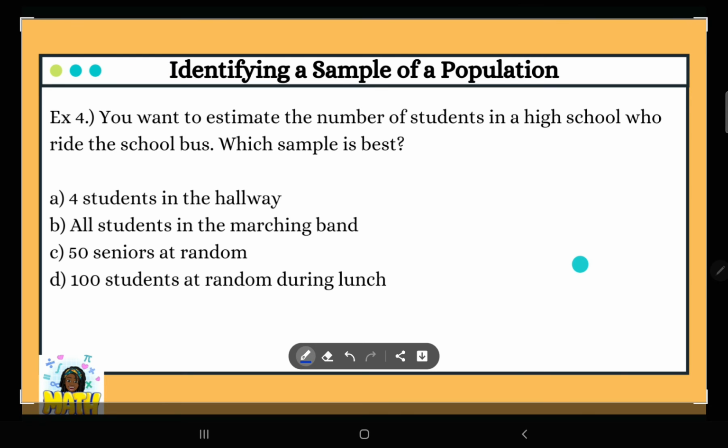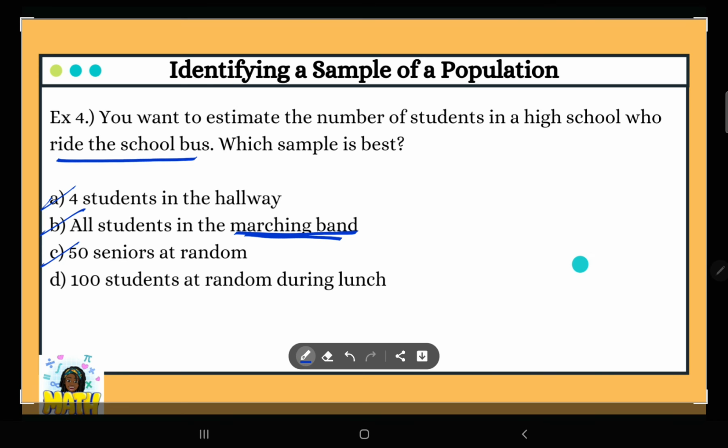Choice A is too small of a sample, right? Because if we're thinking of all the students who ride the school bus, 4 of them in the hallway, that's not sufficient. All students in the marching band, so that's now limiting. What about all the other students, the ones who run track or the ones who play basketball? That's too limiting. 50 seniors at random. What about the juniors? What about the sophomores? What about the freshmen? So again, that's limited.